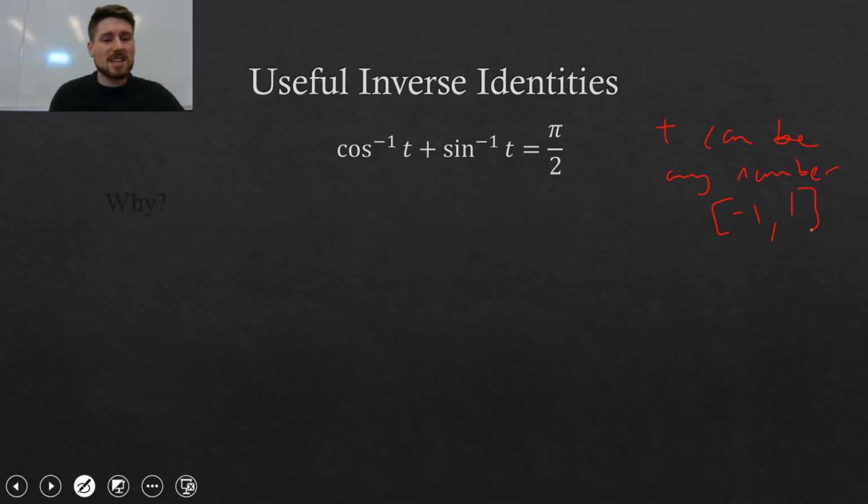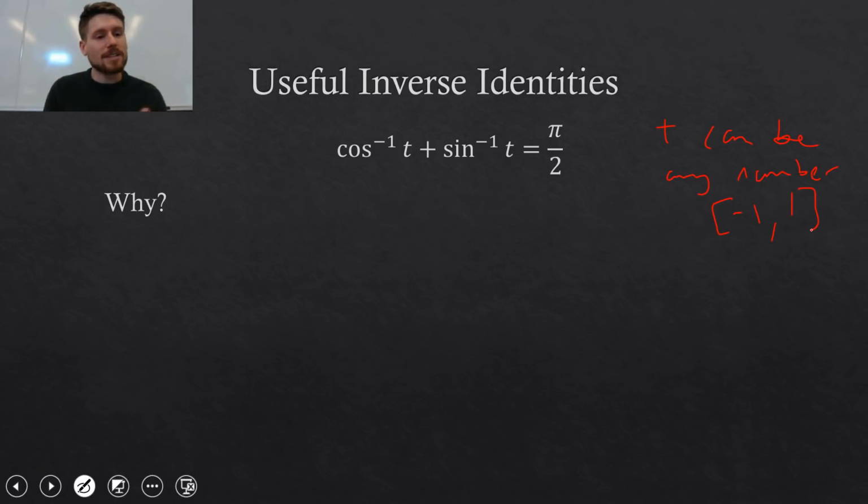It doesn't make sense to take the inverse cosine of numbers less than -1 or greater than 1. So this is only valid as an equation if you can actually take the inverse cosine and inverse sine of this number t, whatever it is. But if you take the inverse cosine of it and you take the inverse sine of it, whatever t is, and you add those together, you always get pi over 2. Why? Good question.